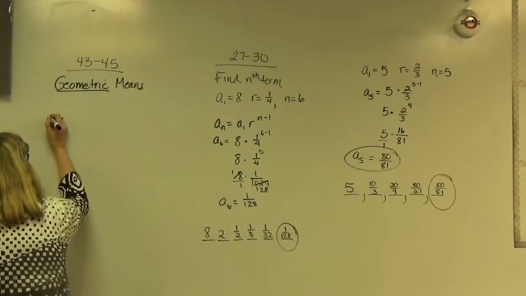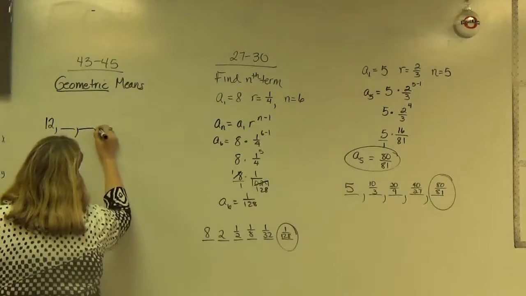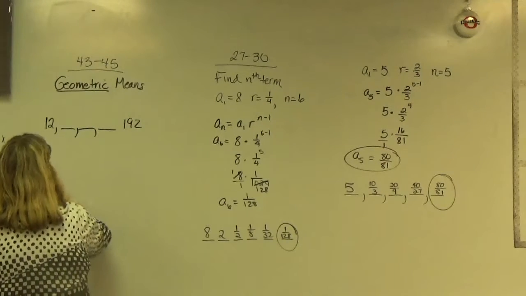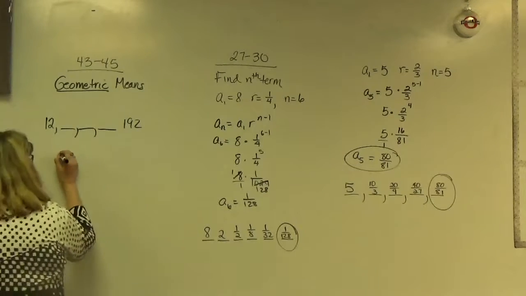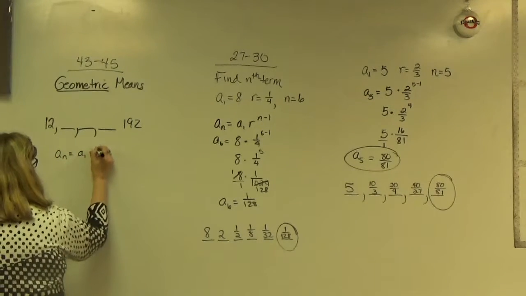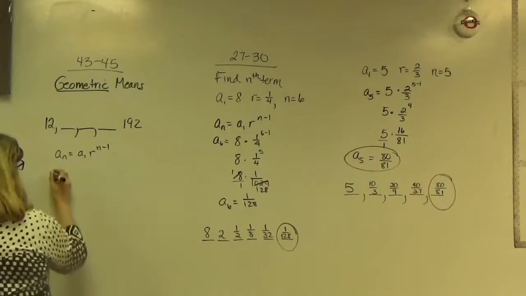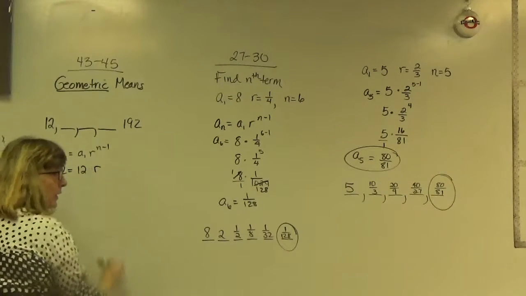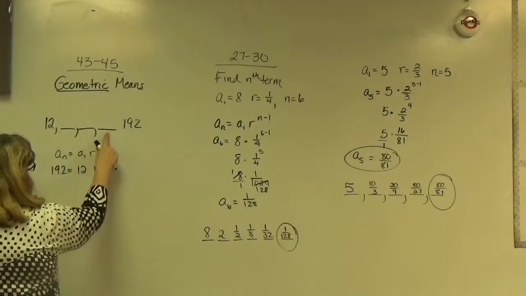So let's say that I have 12. So this one we have 3 geometric means, and we want to find all 3. So we need to make use of our formula. Our last term we know, don't we? It's 192. Our first term is 12. The ratio is what we have to find. That's what we're missing.